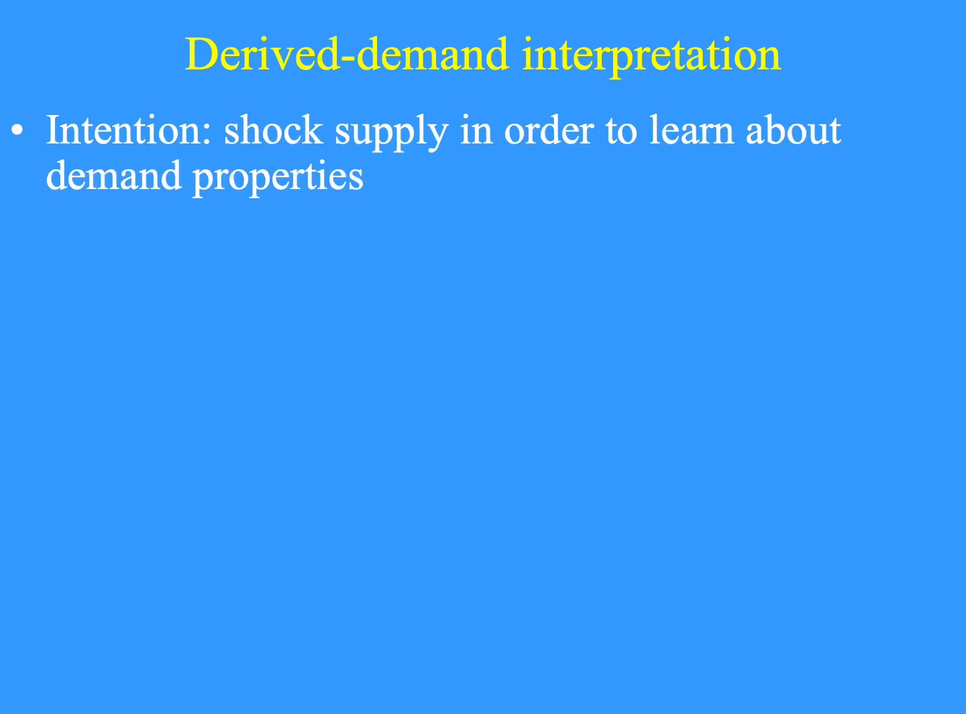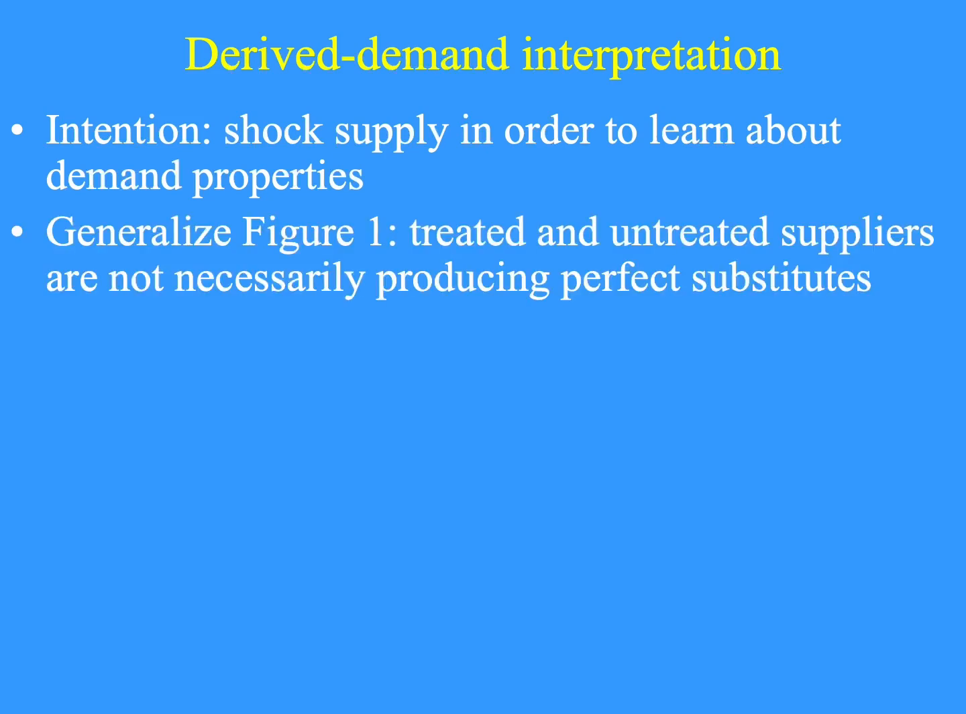Now we focus on experiments that intend to learn about features of demand. It does so by treating supply, which is the right approach in principle. Let's generalize the simple treatment control example to relax the assumption that the suppliers are producing perfect substitutes.